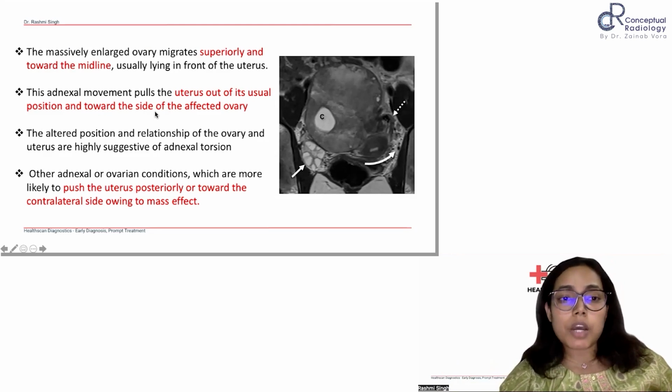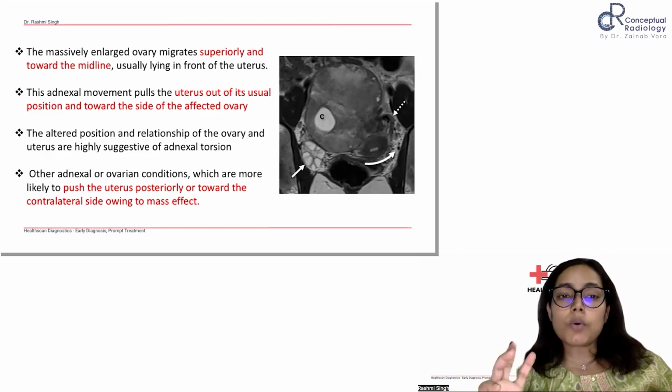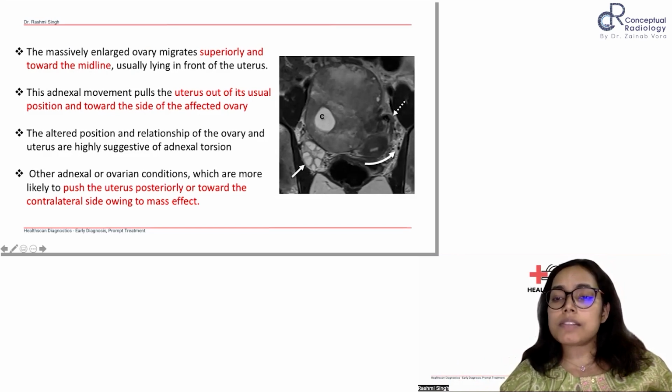Now, other imaging findings. Because of the twisting, the ovary will be enlarged, and it migrates superiorly and towards the midline. You can see this is the pedicle which is twisted. This is the ovary which has enlarged. These are the follicles which are displaced peripherally, and the ovary is seen superiorly and in the midline.